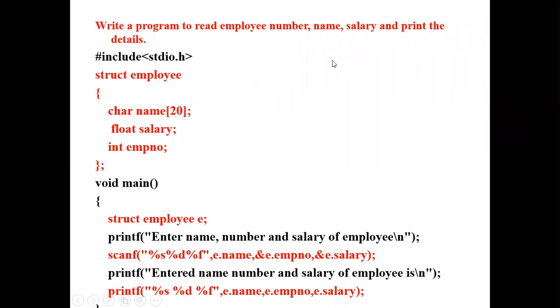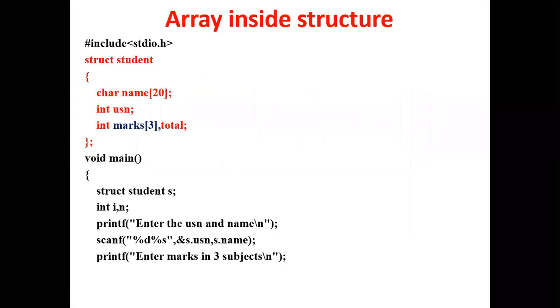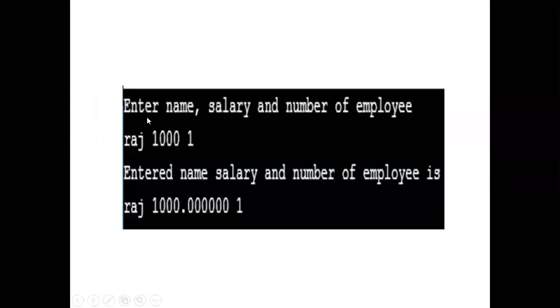So here we have a program. The program is to read the employee number, name, salary, and print the details. Whatever we have studied so far, we will discuss all those things in brief with the help of a program. So this is how you are supposed to get the output. You are supposed to ask the user to enter name, salary, and number of the employee. So you have to take the details of the employees.